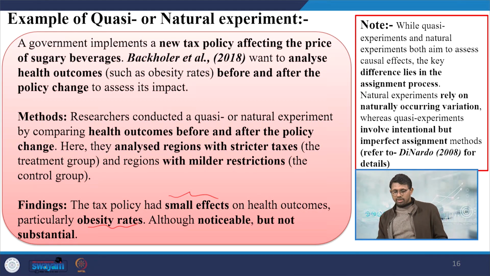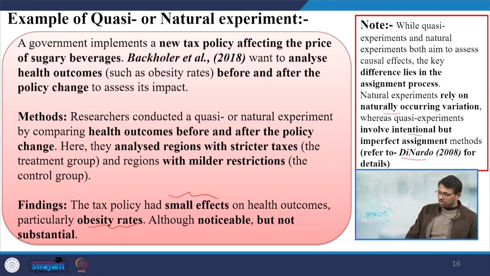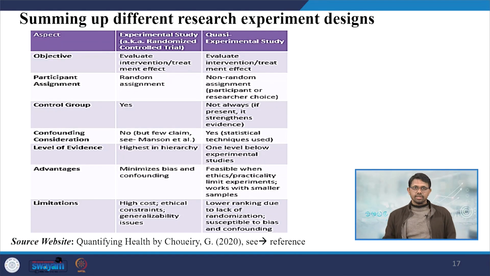We need to note here for further clarification that while quasi experiments and natural experiments both aim to assess causal effects, the key difference lies in the assignment process only. Natural experiments rely on naturally occurring variations, whereas quasi experiments involve intentional but imperfect assignment methods, as mentioned in DiNardo. You can refer to it for further details.